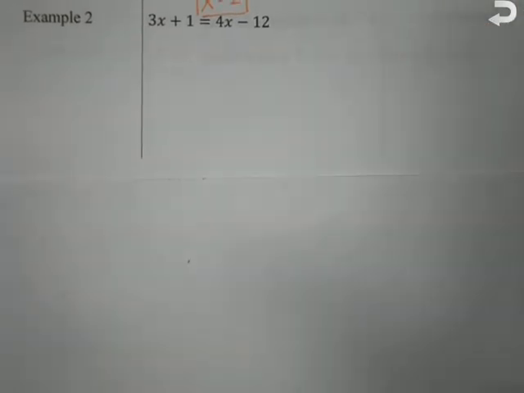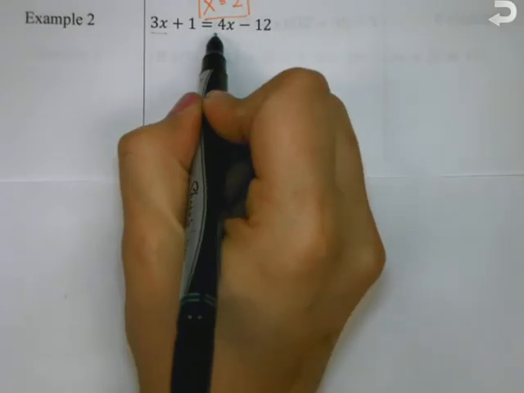Step 2 says get all variables on the same side. Our hint is to move the negative or the smaller one. So between 3x and 4x, which one do I want to move? Marcus. Why do I want to move the 3x? Because 3x is smaller than 4x. So subtract 3x from both sides.